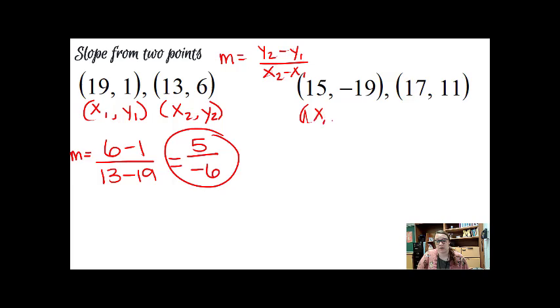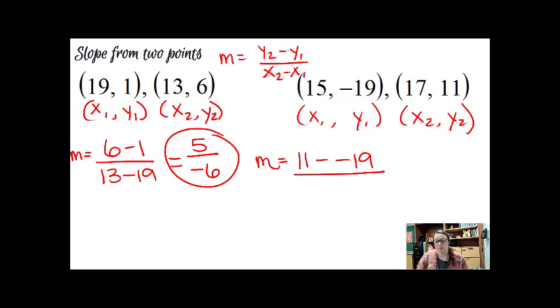I've got x1. Ooh, let me get rid of that. Looks kind of funky. On the top one, I've got, not a laser pointer, how about a pen? There we go. I've got x1, y1, and x2, y2. All right, so slope equals y2 minus y1, so that's 11 minus negative 19. On the bottom, x2 minus x1, so that's 17 minus 15.